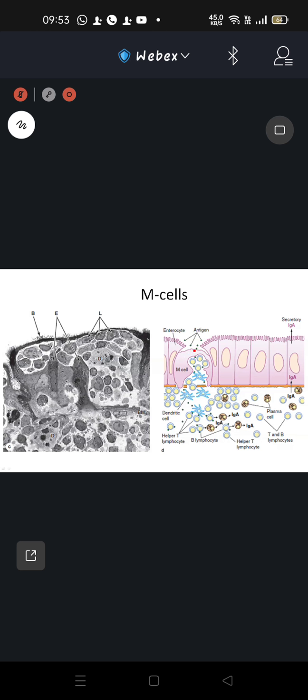They endocytose these pathogens or antigens and present them to the lymphocytes or phagocytic cells. So that's how they act as antigen presenting cells, or they act as a defense mechanism. So these are the microfold cells, M cells. They line the Peyer's patches. They look different from the enterocyte because they are low cuboidal epithelium. Enterocytes are this high columnar type of epithelium, or columnar epithelium.